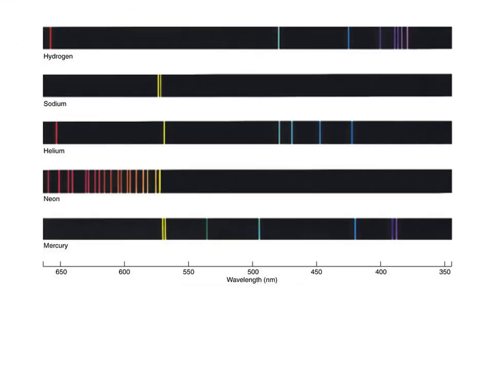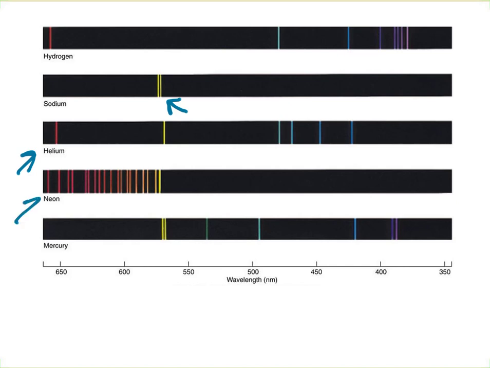So at the top here we have hydrogen. We see a red band, we see a blue-green band, and then we see blue and violet. And look at the next one, sodium, completely different. It has a pretty strong yellow band right there. And you see helium is even more different. So a different wavelength of red than what hydrogen has.